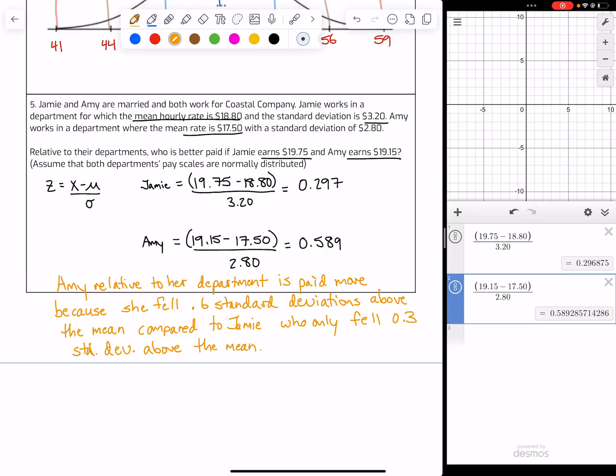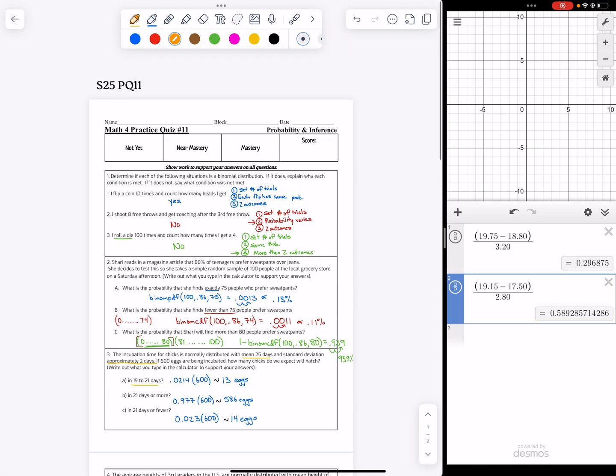Amy, relative to her department, is paid more because she fell 0.6 standard deviations above the mean compared to Jamie, who only fell 0.3 standard deviations above the mean. All right. So that is it for practice quiz number 11.